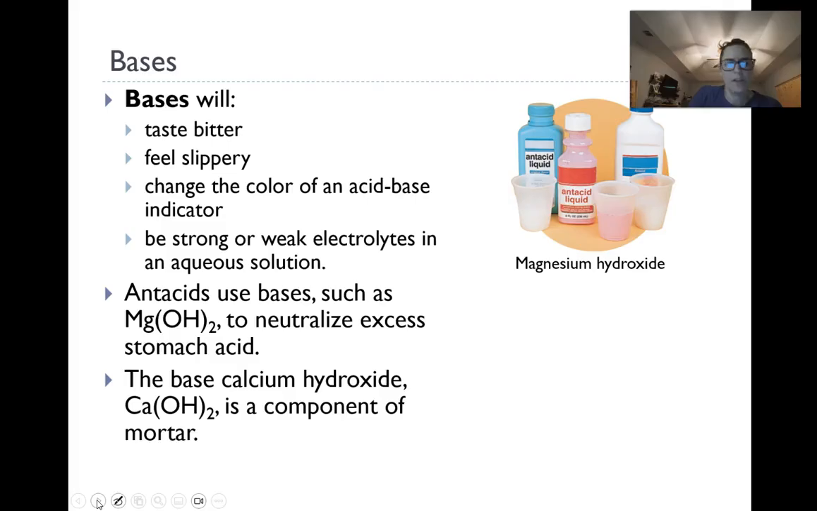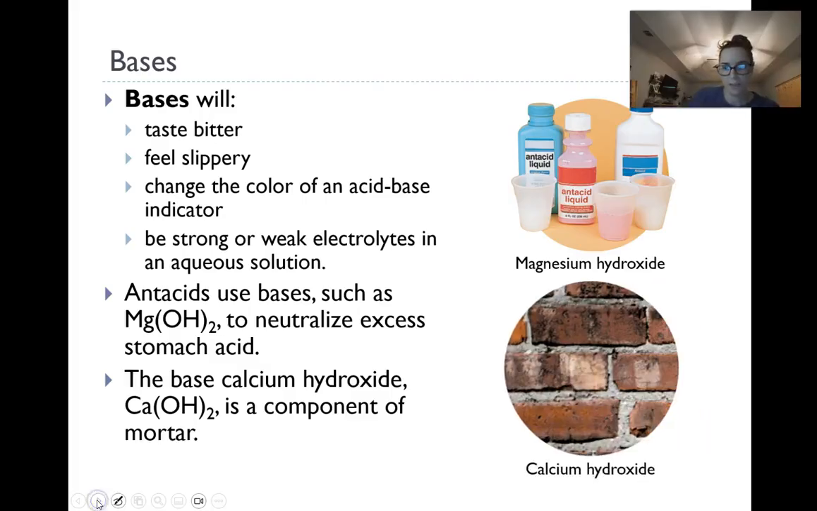Also, calcium hydroxide is a common base, and it's used in mortar, the stuff between bricks. That's composed of calcium hydroxide, this brown or gray stuff right here, depending on the color.